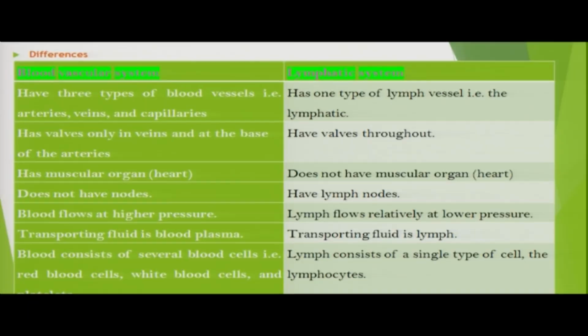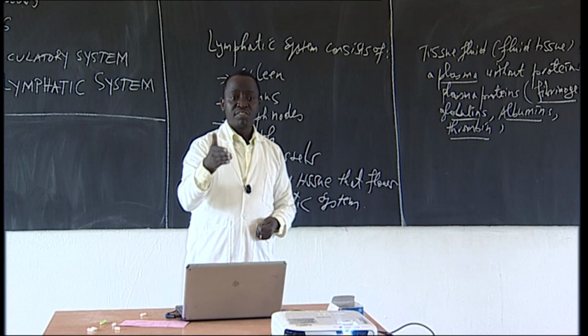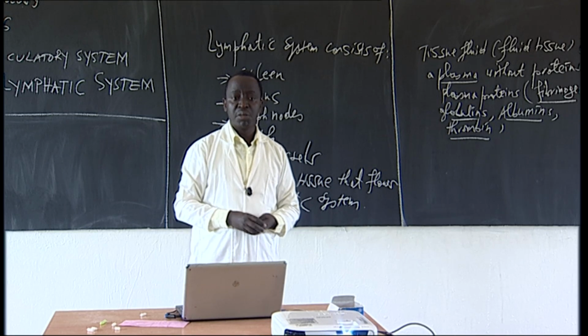Another difference is that in the lymphatic system, valves are found throughout all parts, but in the blood vascular system, valves are found only in the veins. The blood vascular system has a heart, but the lymphatic system does not have what? A heart. Blood flows at higher pressure in the blood vascular system, while in the lymphatic system it flows at lower pressure. The fluid transported in the blood vascular system is blood, while the fluid transported in the lymphatic system is lymph.